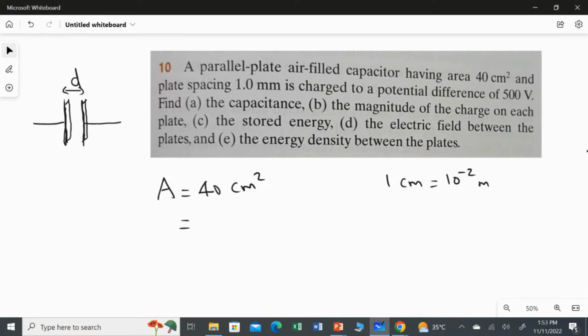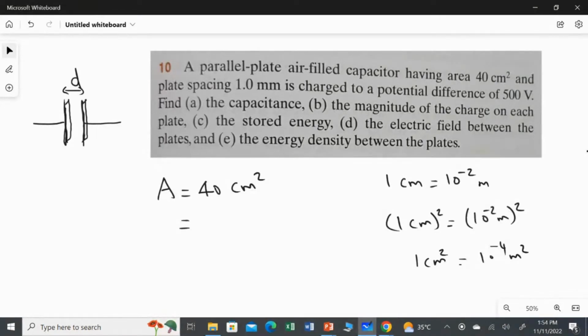So if you square the left hand side and the right hand side, 1 centimeter whole square is equal to 10 power minus 2 meter whole square. So 1 centimeter square is equal to 10 power minus 4 meter square. So what's the value here? Multiply by 10 power minus 4 meter square.